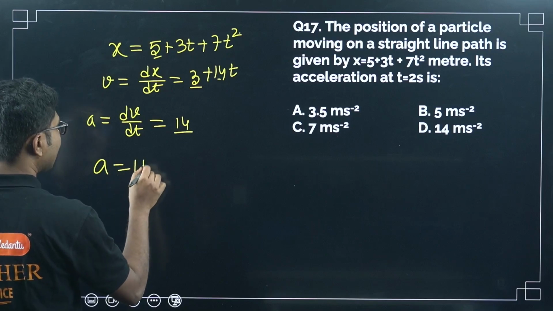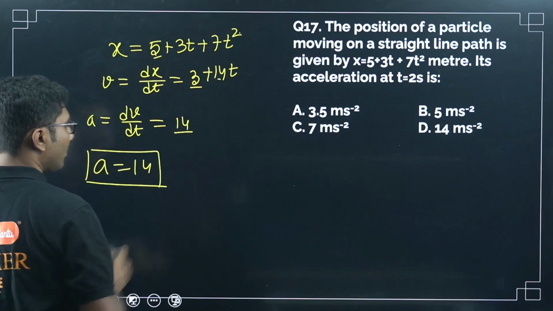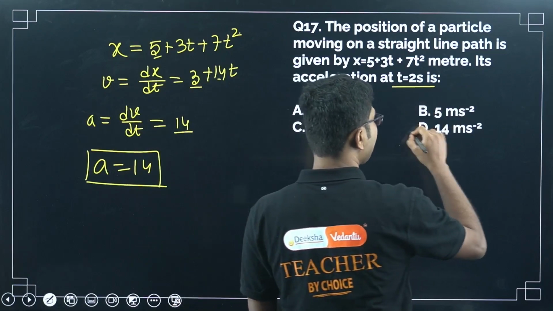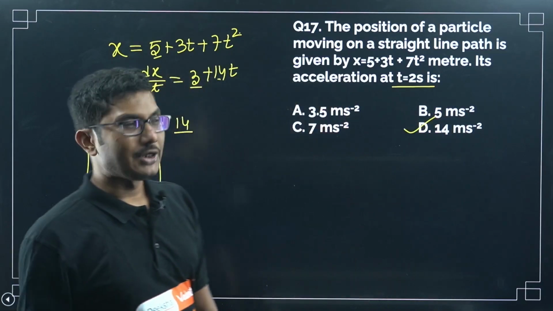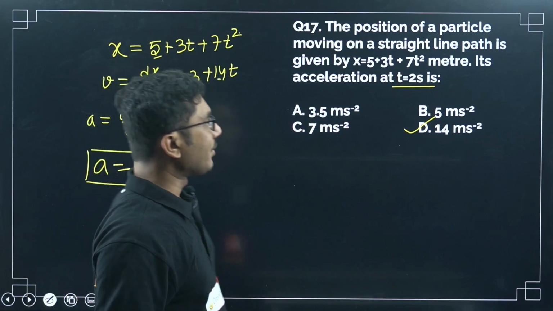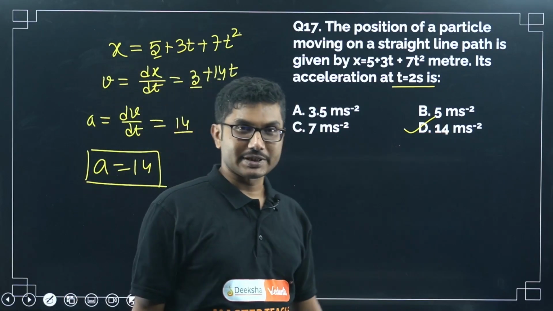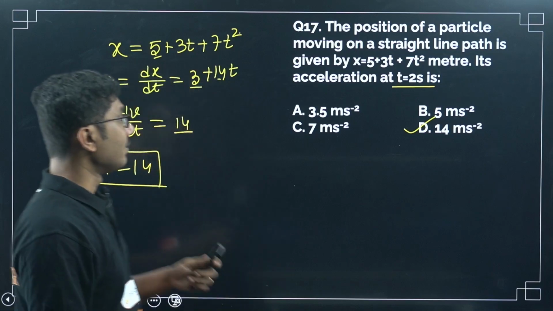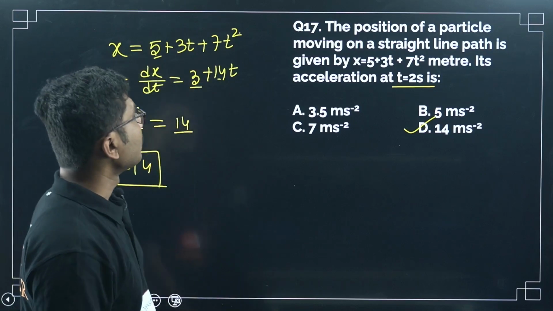So as you can see, the acceleration is uniform, acceleration is constant. No matter what time it is, it will always be 14 meter per second square. Be careful about units. Acceleration has unit meter per second square. In case they give you some other units, you have to be careful. Okay, now let's move on to the next question.